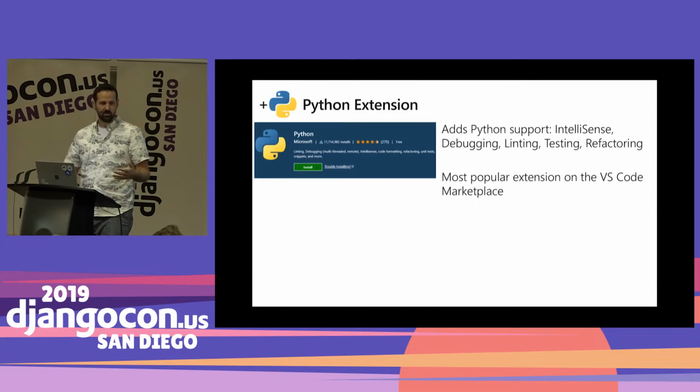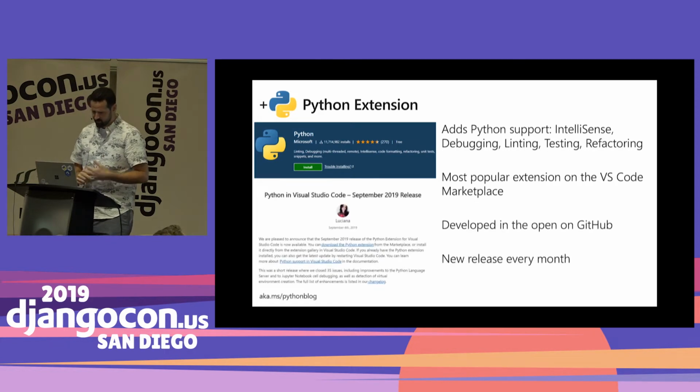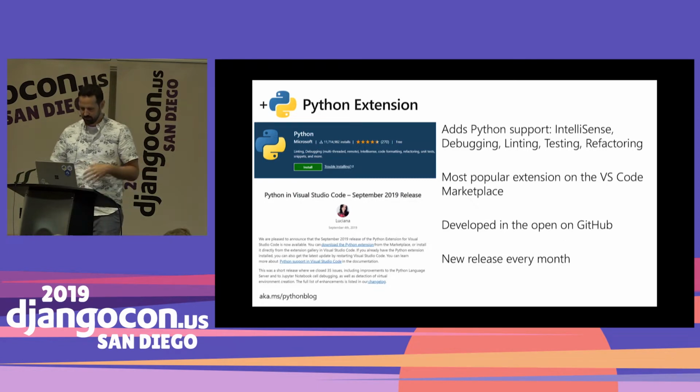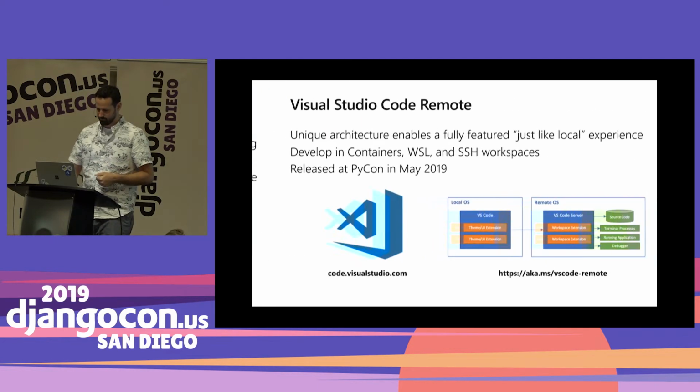And then for Python, there's a Python extension that's developed by my team that adds Python support for those same features like IntelliSense, debugging, linting, testing, refactoring. And this is the most popular extension in the VS Code marketplace. So there's a lot of Python developers that are using this tool. And just so you know, it's developed in the open on GitHub, and we put out a new release every month. If you follow our blog, you can stay up to date with all the new stuff that's coming out.